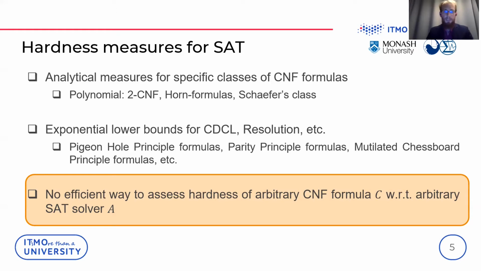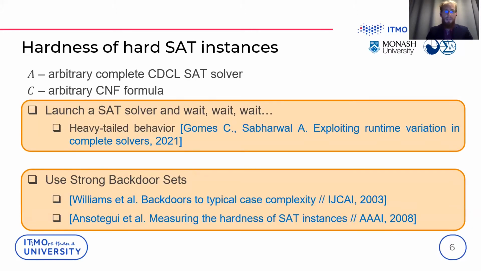Well, for some polynomial classes of formulas, such as 2CNF, Horn formulas, Schaefer's class, there are known analytical measures. For other harder non-polynomially decidable formulas, for example, for the family of pigeonhole principle formulas, there are known exponential bounds for such algorithms and decision procedures as CDCL, resolution, etc. But in general, there is no efficient way to assess the hardness of a CNF formula with respect to an arbitrary SAT solver.